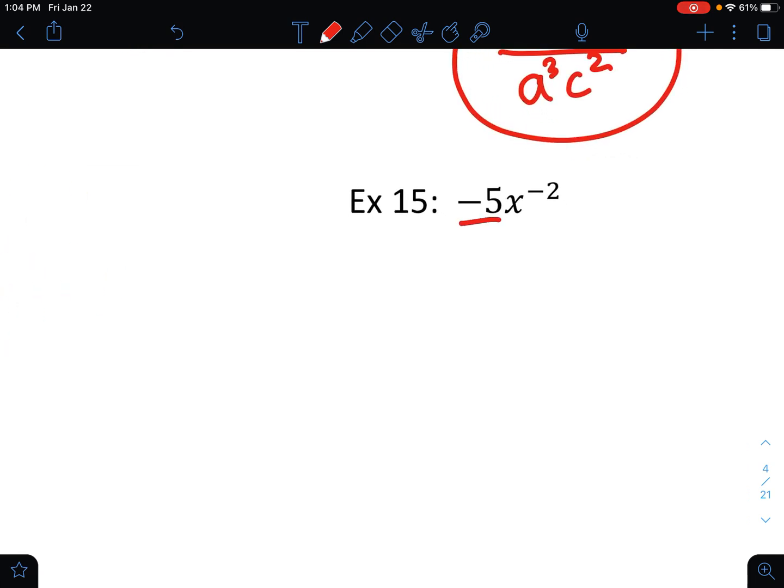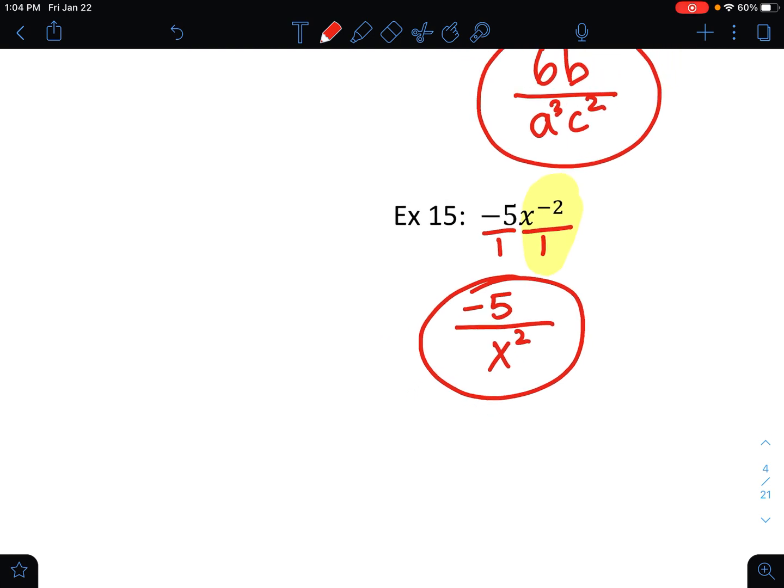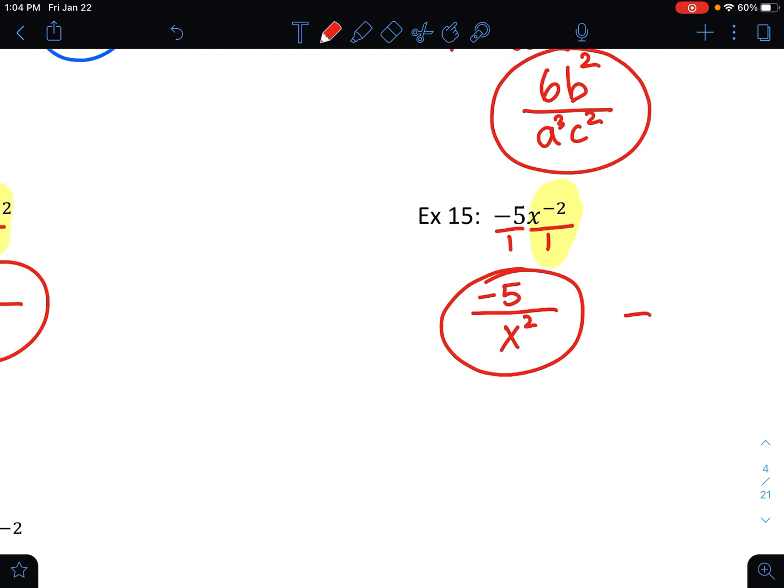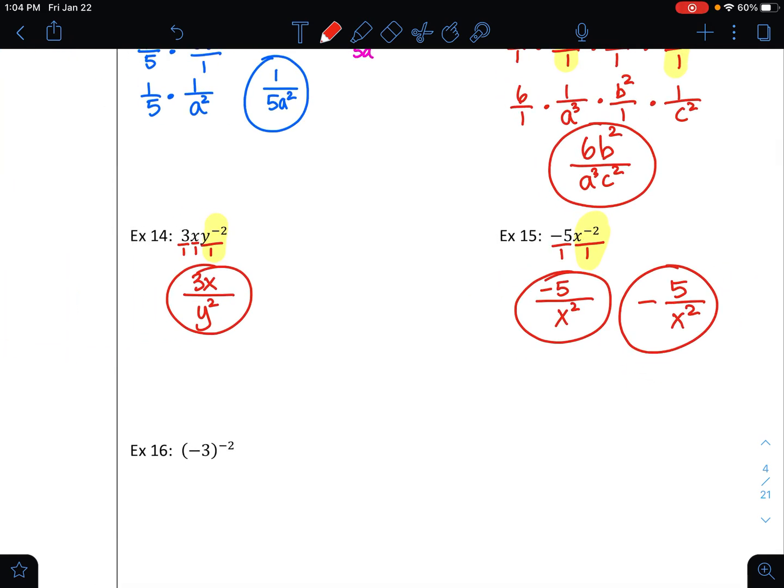Okay, number 15. Negative 5 over 1, x to the negative second over 1. Now, negative 5 is negative 5. It is not a negative power, so leave it alone. I do need to do the reciprocal of the second part. So I'm going to leave negative 5 where it is, flip over x to the negative second, and so it becomes negative 5 over x squared. Sometimes you'll see the negative out in front of it like this, not necessarily attached to the 5. A lot of times we just pull it to the numerator, but it's equivalent.